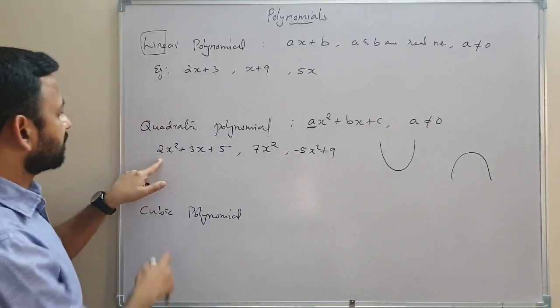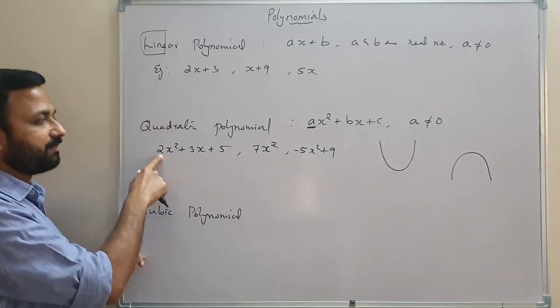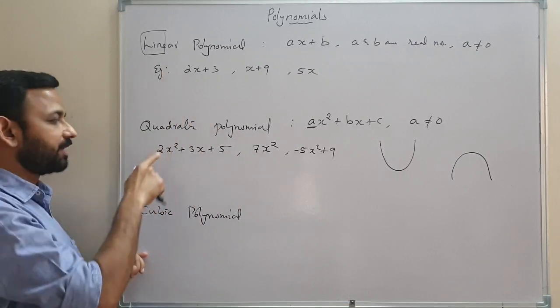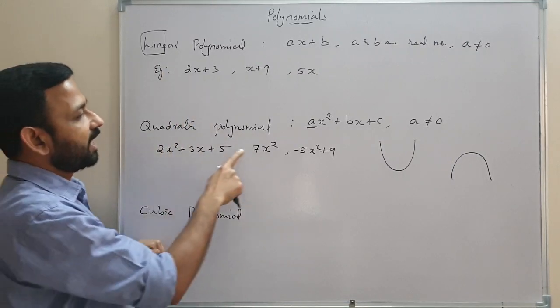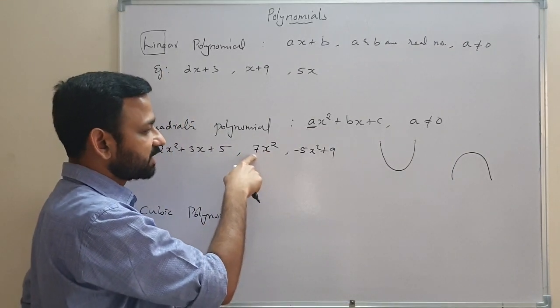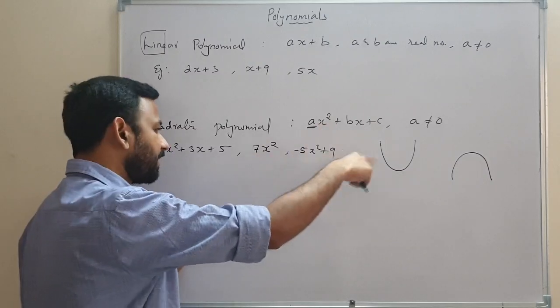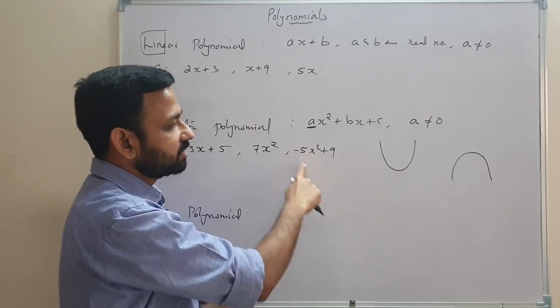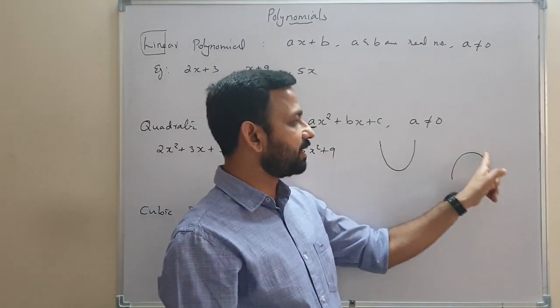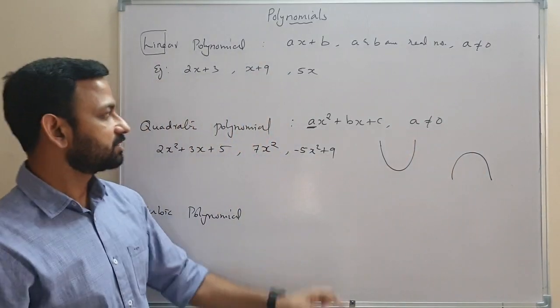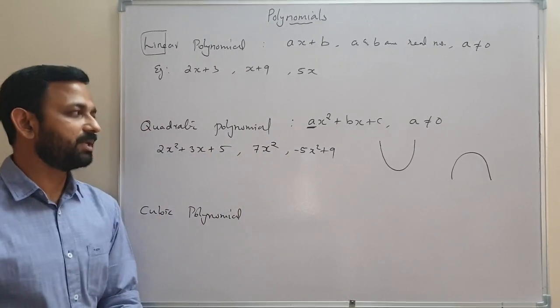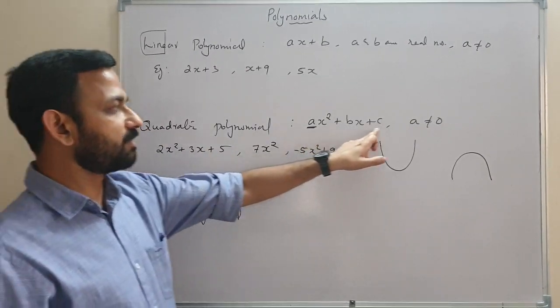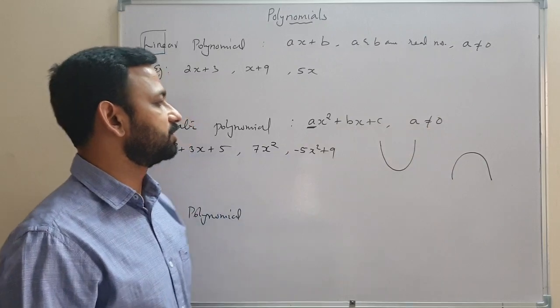Example here, the coefficient of x square is 2. So when we draw the graph, it opens upward because it is positive. And here the coefficient of x square is 7, that is positive, opening upward. The coefficient of x square is minus 5, it is negative, so that graph will be opening downward. So that is a quadratic polynomial, and this is the standard form, a not equal to 0.